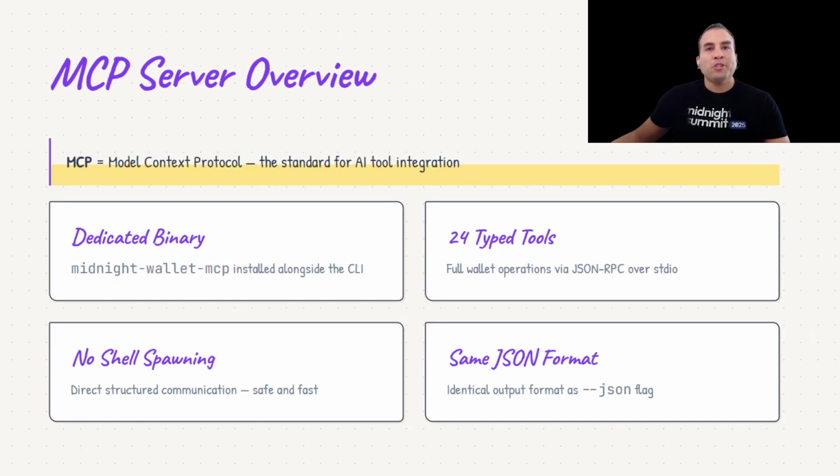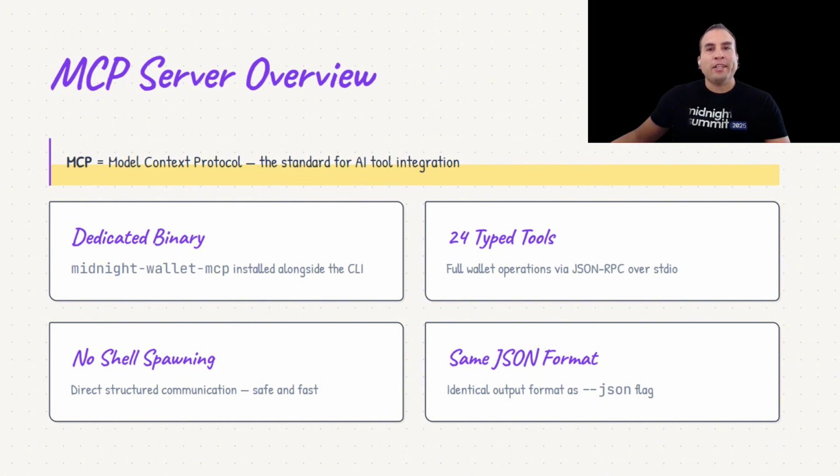Now, let's talk about the MCP server, because this is where things get really interesting. MCP stands for Model Context Protocol. It's an open standard for giving AI models access to tools. And Midnight Wallet CLI ships with a built-in MCP server. It's the secondary binary that gets installed, called Midnight Wallet MCP. This server exposes 24 tools over JSON-RPC using STDIO.